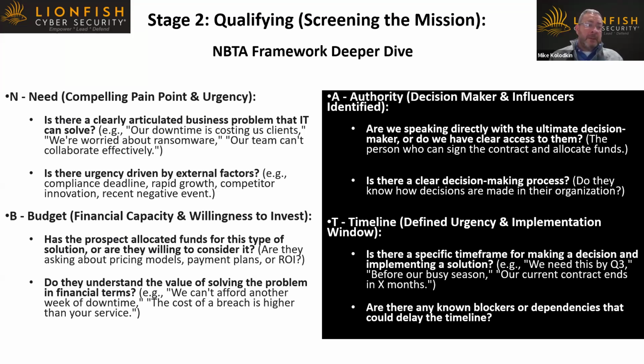So right now, we covered the need, and that's compelling pain points and urgency, really understanding where they are. Are they in trouble or growth mode? The next area is, are you talking to the right person? Do they have the right authority? Are they decision makers or influencers of high influence?